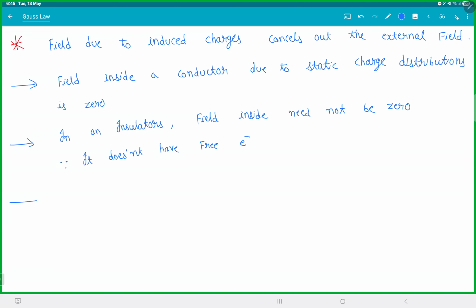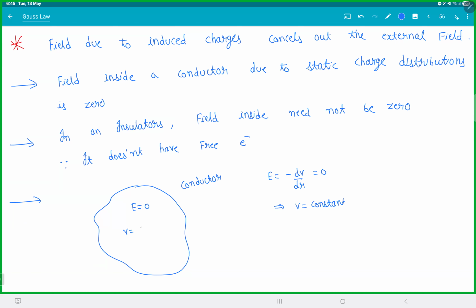And one more thing, if you take a conductor, we just proved that in a conductor the field is zero. If field is zero, what happens to potential? Field is minus dV by dr. If field is zero, this implies potential is constant. That means if you take a conductor, the potential inside is constant. It's an equipotential region.